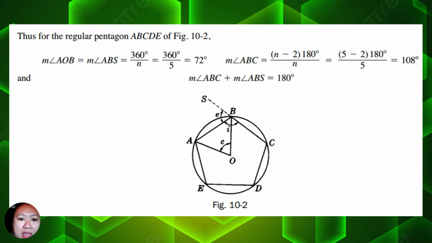Now, for us to find the measure of angle ABC, use the formula (n minus 2) times 180 degrees over n. Just substitute the number of sides, which is 5. So that will give us (5 minus 2) times 180 degrees divided by 5, which is equal to 108 degrees. Now, adding the measurement of angle ABC plus the measurement of angle ABS, that is equal to 180 degrees.